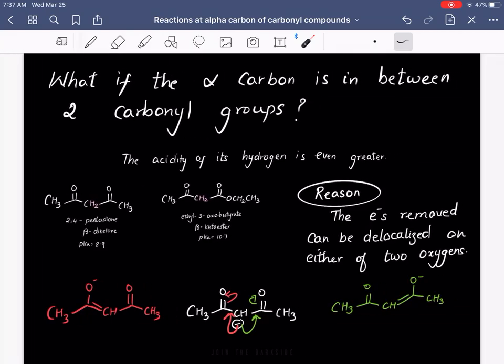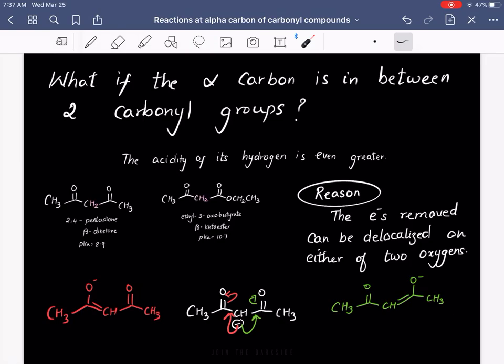Okay, now what if the alpha carbon is in between two carbonyl groups? Let's analyze some of these structures here. So here is a compound. This is called a beta diketone because you have two ketone functional groups, and the second keto group is in the beta position with respect to the first keto group. If this is your first ketone group, this is your alpha position and this is your beta position, so this is a beta diketone because it has two ketones and the second ketone is in the beta position.